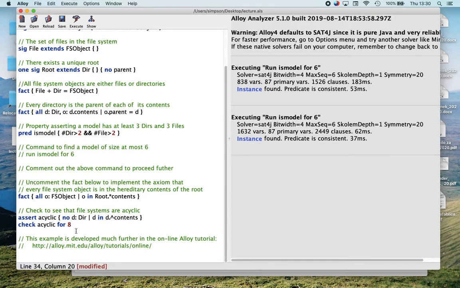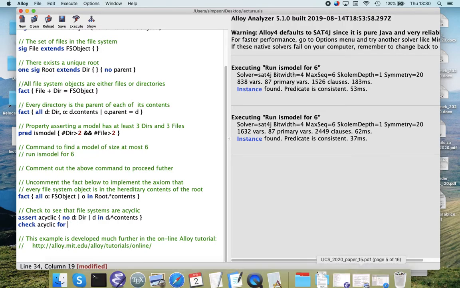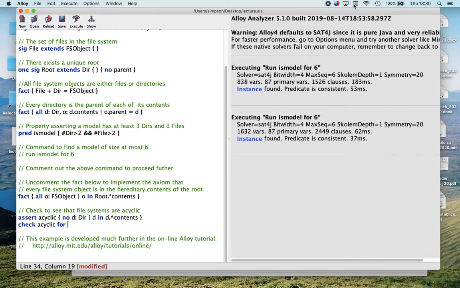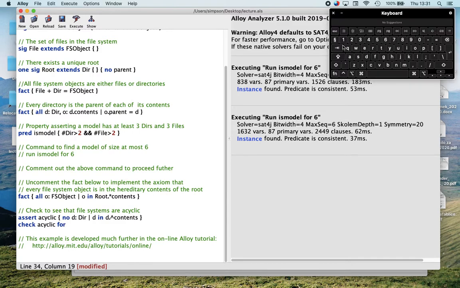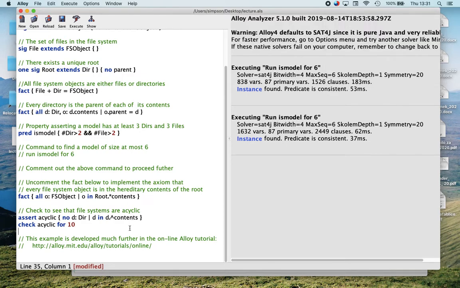So let's check the assertion for 8, but I need to get my virtual keyboard here. Oh, no, not 110. That'll take us a very long time. Let's check it for 10. So what we're doing here, we're stating a property that we believe holds, that we believe is a consequence of our axioms, and we're going to check that up to bound size 10. So check that this property holds for all models of size less than or equal to 10. So let's execute that.